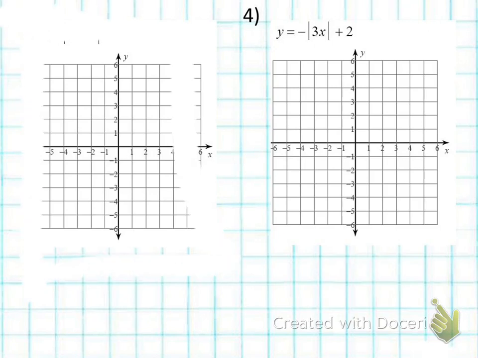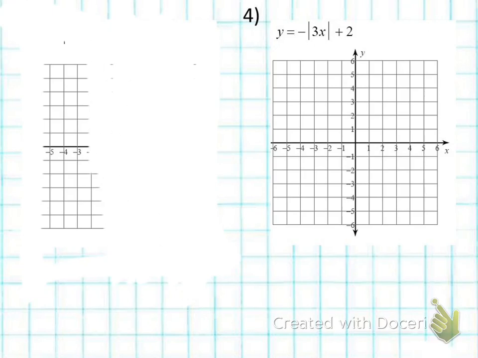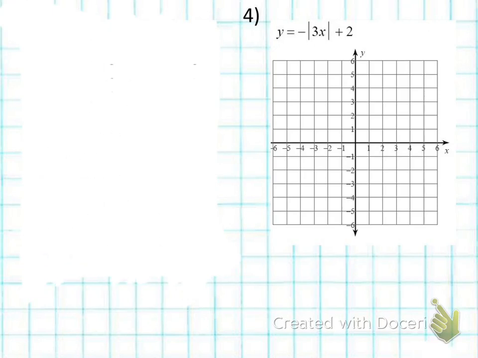So, number 4. A, B, and C, or M is what? 3. B? What's B? B is 0. There is no B. B is 0.